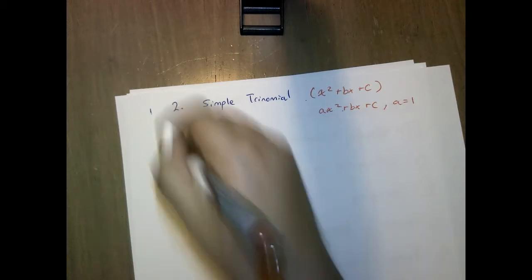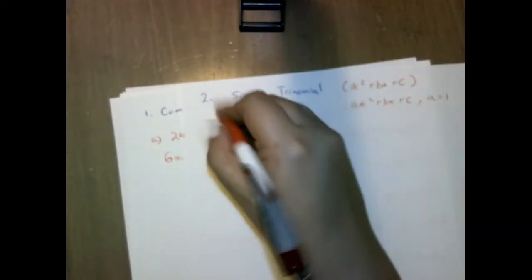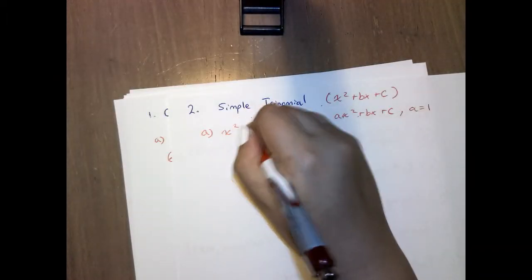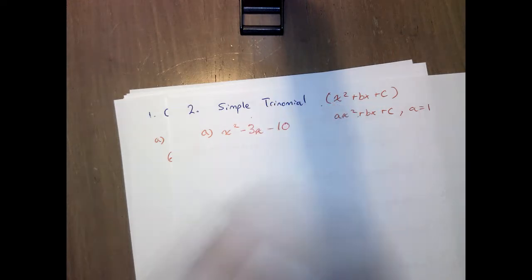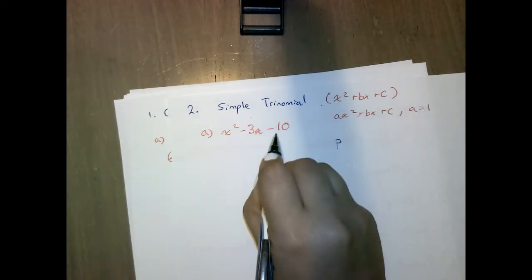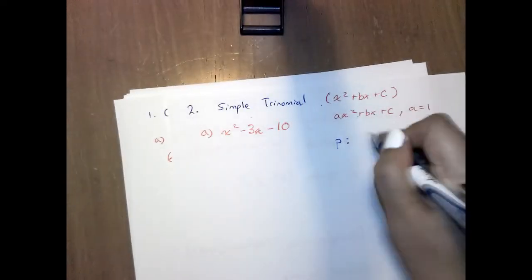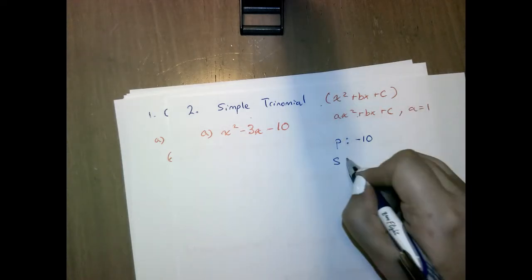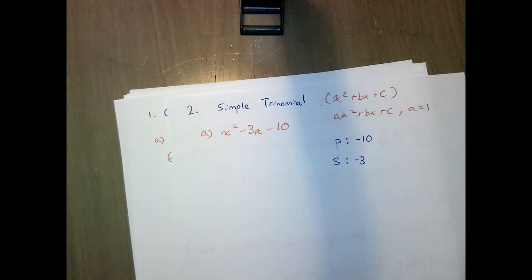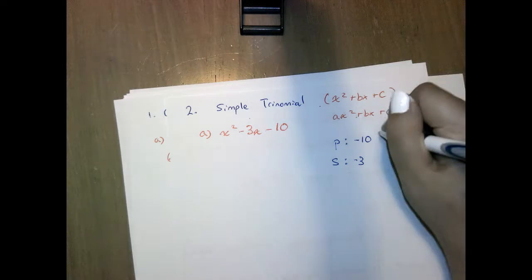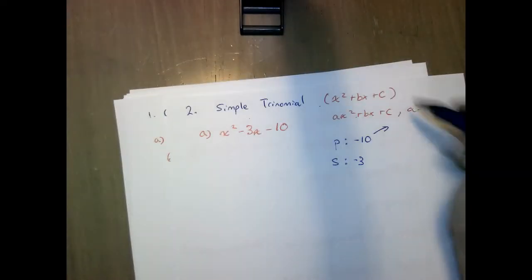So we're going to use a method called the product sum method. Let's look at the example x squared minus 3x minus 10. What I need to do is come up with two numbers that multiply to 1 times negative 10. So they multiply to negative 10, and they add to negative 3. I can break down 10 into all of its different factors. So I think of two numbers that multiply to negative 10.